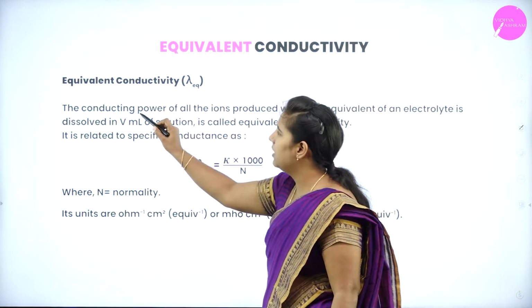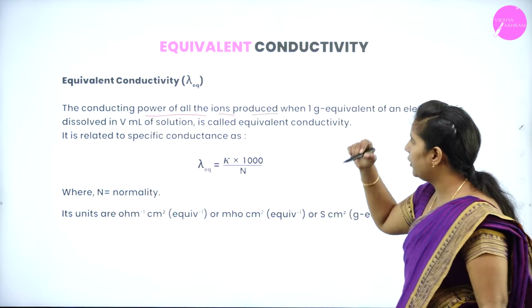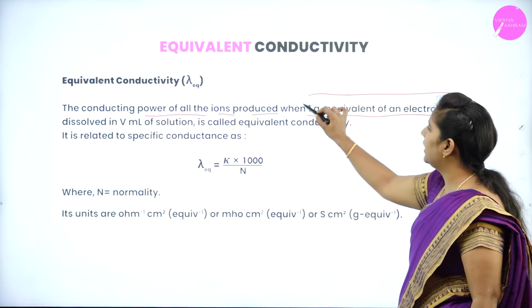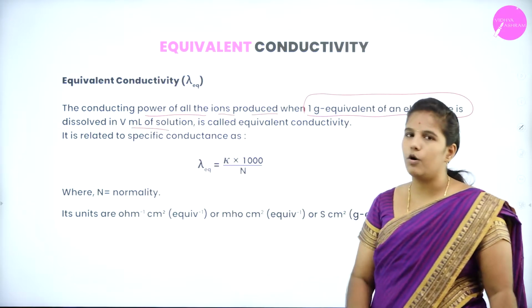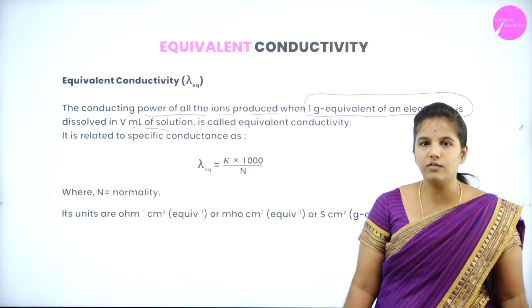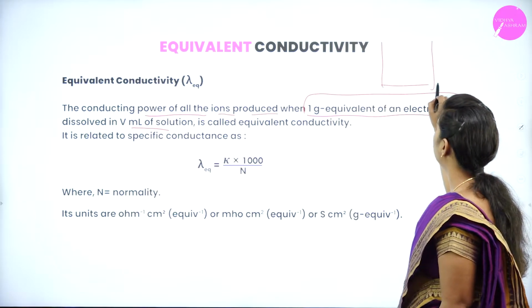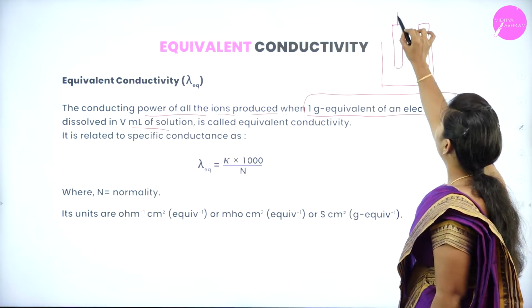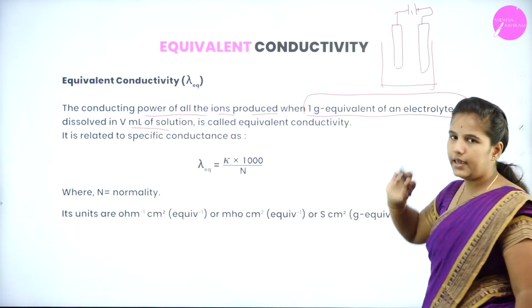This is due to the conducting power of all the ions which has been produced when 1 gram equivalent of the electrolyte has been dissolved in a V ml of solution, which means to say that if you take a container which consists of an electrode, one will act like an anode and another will act like a cathode.